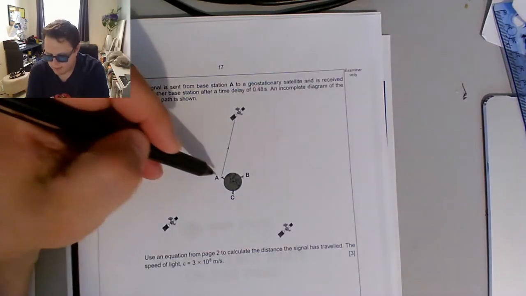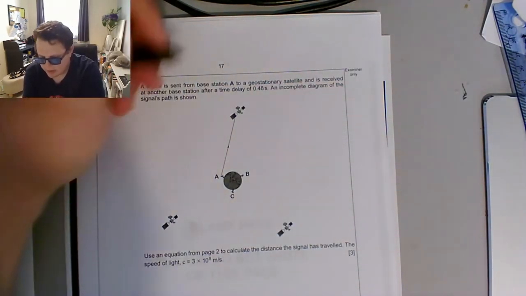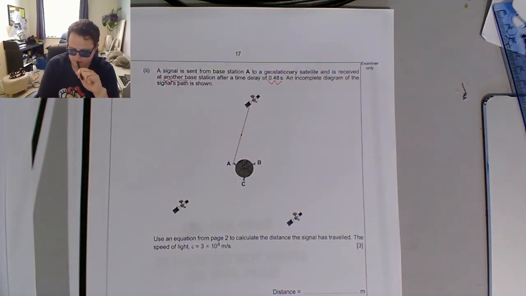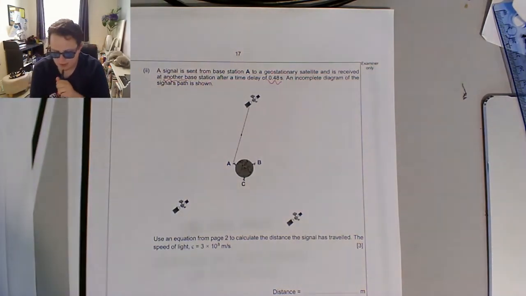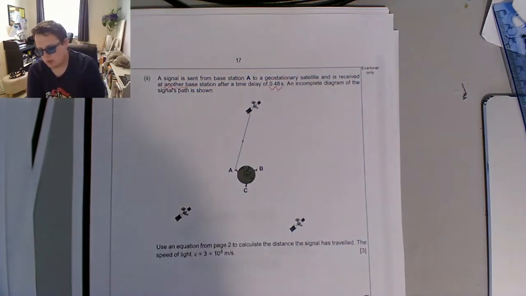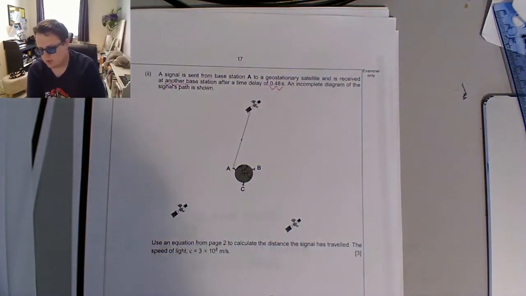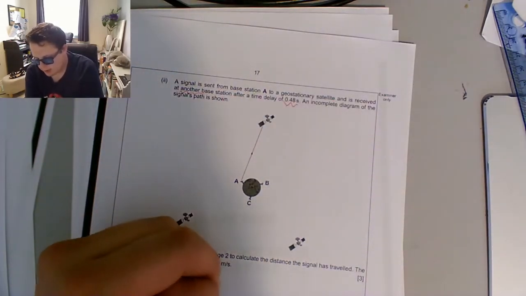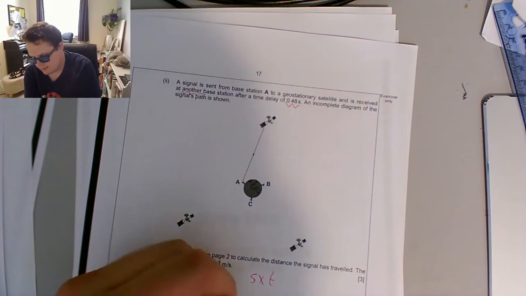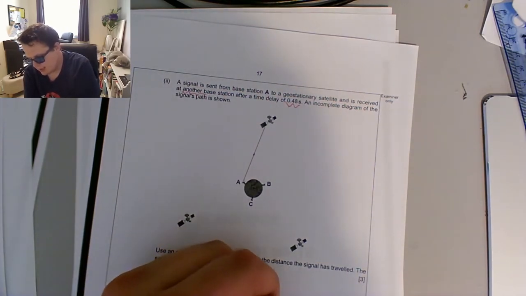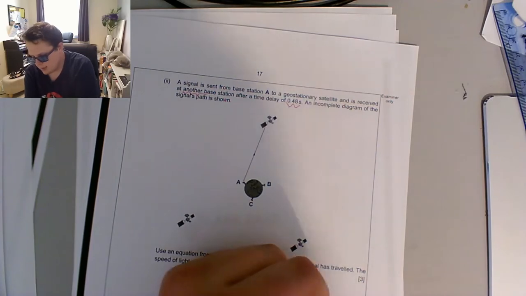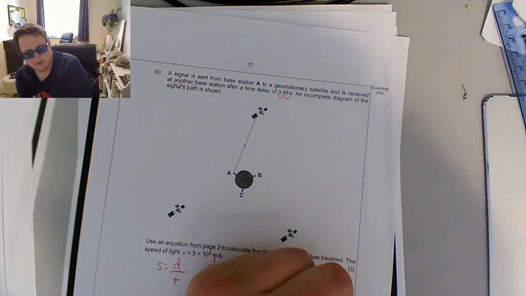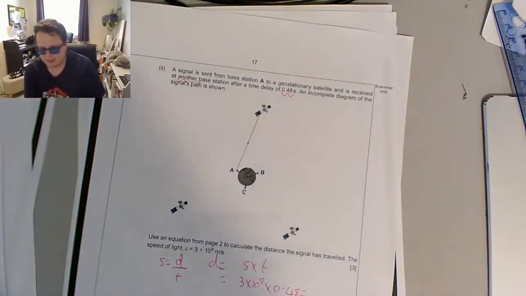Okay, signal is sent from base station to the satellite. It is received by another base station, time delay of 0.48 seconds. Calculate the distance the signal has travelled. So we've got a time, we want distance, we've got a speed. So we have speed is distance over time. And we want distance, so that's speed times time. So 3 times 10 to the 8 times 0.48 gives us a distance of 1.44 times 10 to the 8 meters.